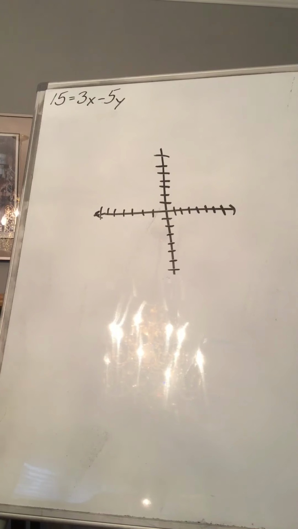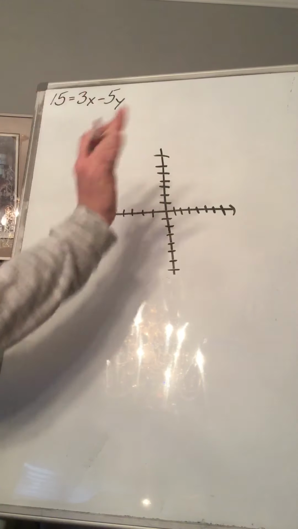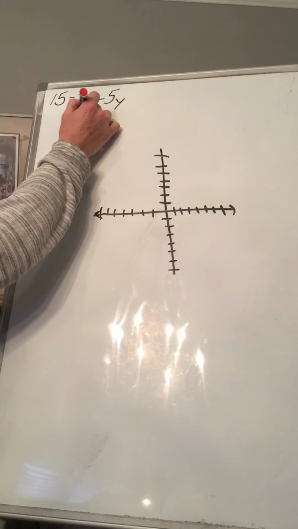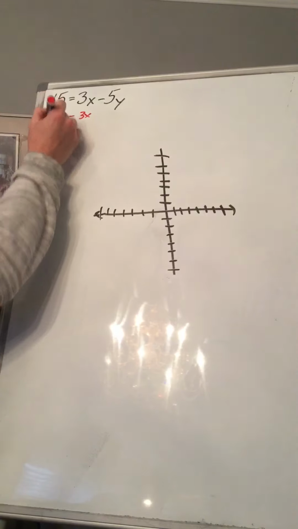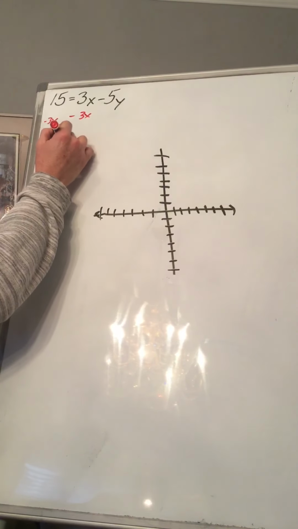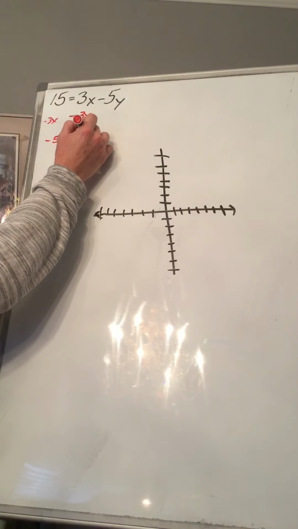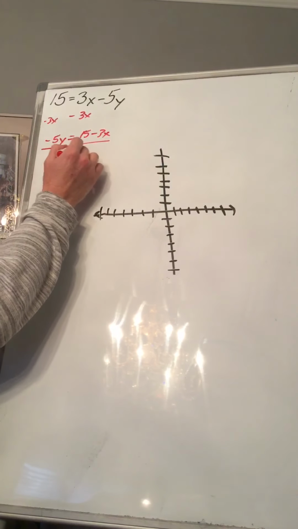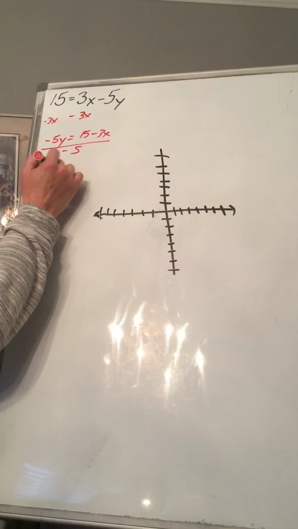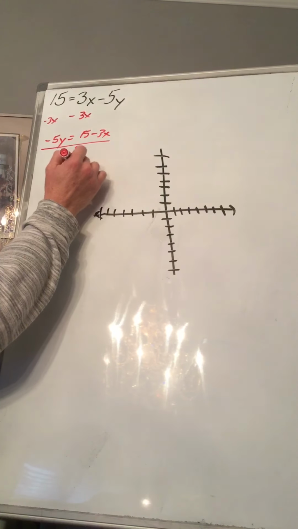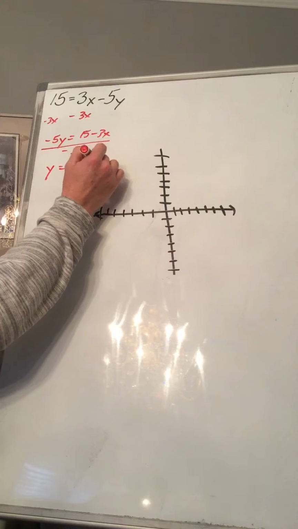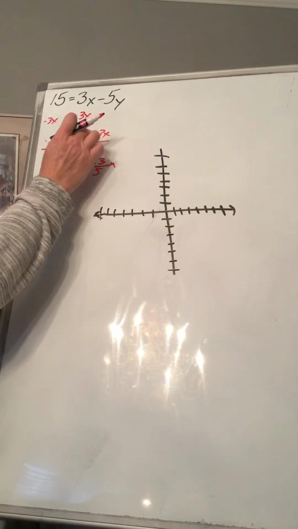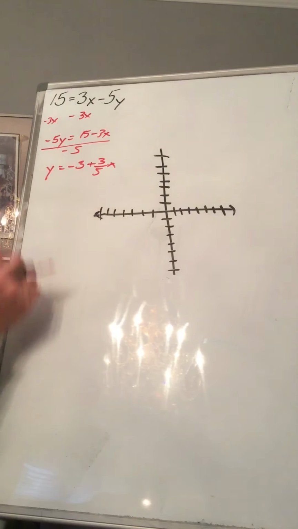So some of you may still only feel comfortable doing it one way. If you do it right, that doesn't really matter to me. And those people are going to be like, well, I want to get y by itself. So they would subtract 3x on both sides, and they would have negative 5y equals 15 minus 3x. Then they would divide everything by negative 5, and we would have y equals negative 3 plus 3/5 x, because a negative 3 divided by a negative 5 is a positive 3/5 x.